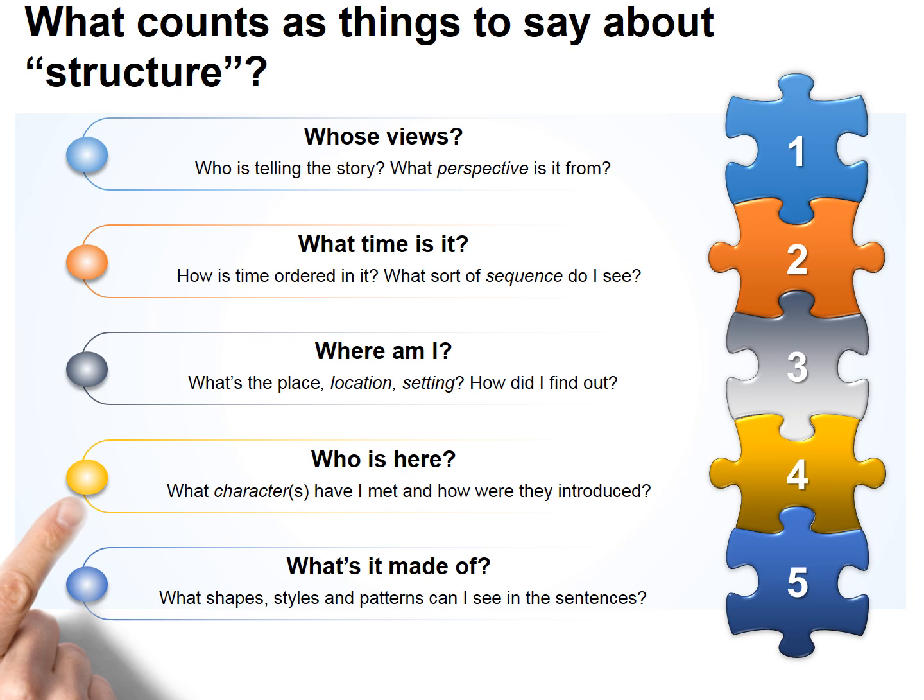Who is there? Which characters have I met and how are they introduced? Are they introduced in a particular way, in a particular order? Finally, what's it made of? This is perhaps the most sophisticated of the questions. The shapes, styles, patterns you can see in the sentences. So for example, are there questions asked every paragraph? Or are there short sentences at the beginning, longer sentences at the end? Are there verbs to do with actions at the start, verbs to do with thinking and contemplating at the end? So more sophisticated patterns.